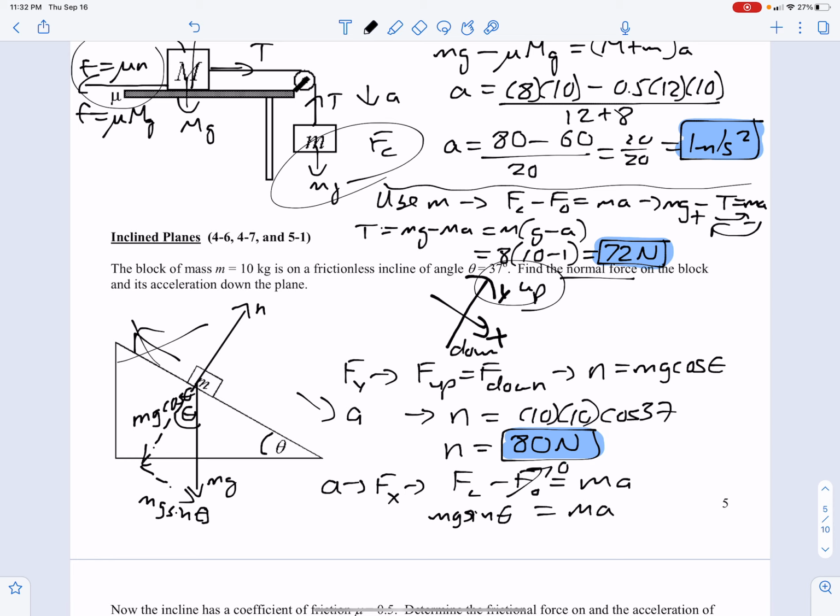And that equals ma. Notice the masses cancel, and a is equal to g sine theta, which is going to be 10 times the sine of 37 degrees. And 10 sine 37 would give us an acceleration of about 6 meters per second squared.